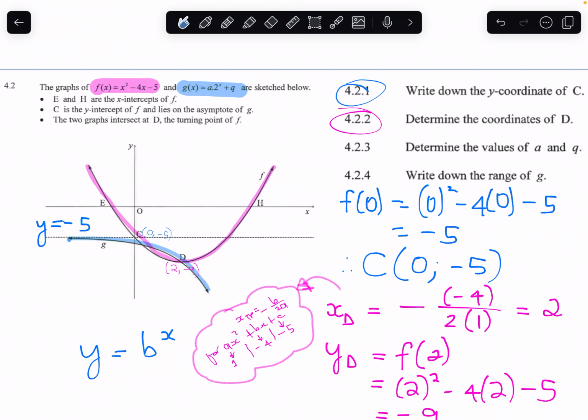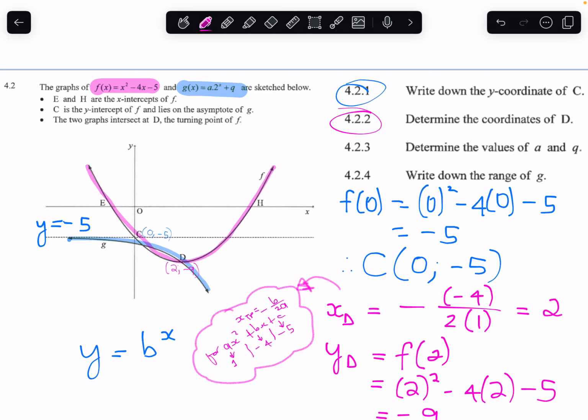Y is equal to minus 5. Oh, they just asked for the y coordinate. Oops. So this is for the first question. They just asked for the y coordinate. I gave them the x and the y. But yes, the y is minus 5. And then for the turning point, we get 2 and negative 9. Awesome. Okay, so now for the next question.